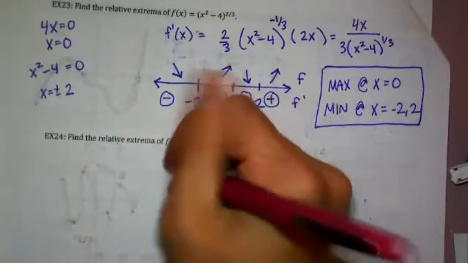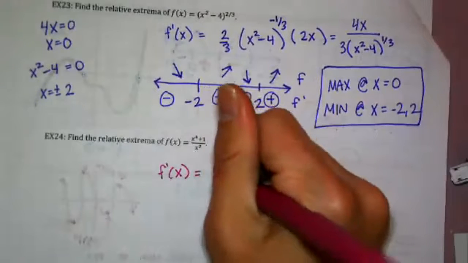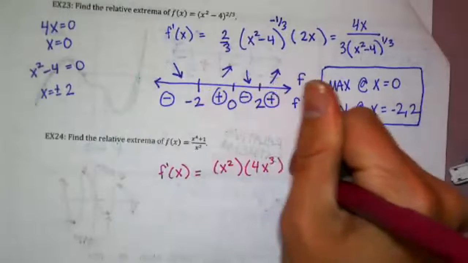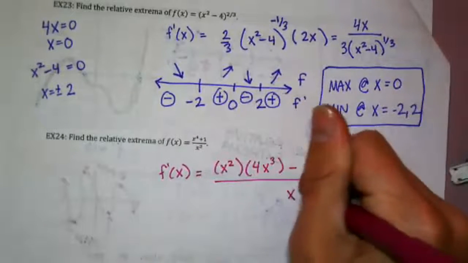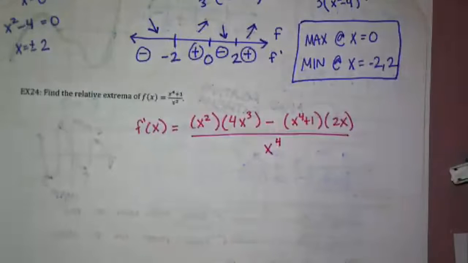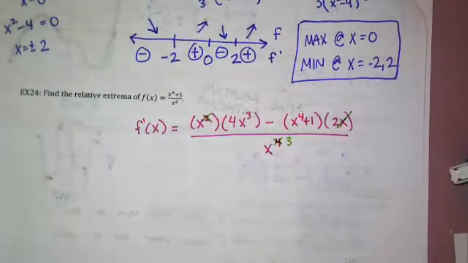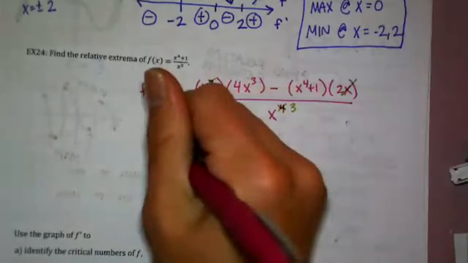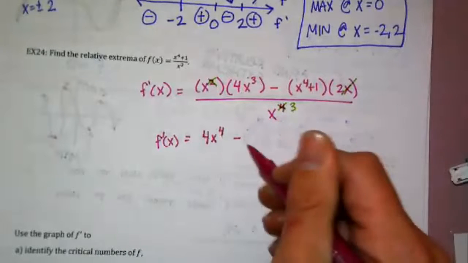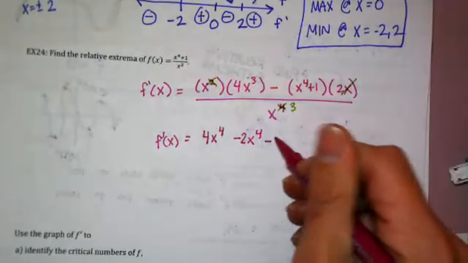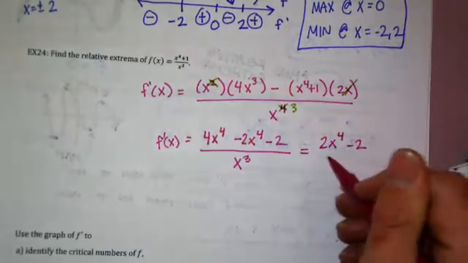Let's do this next one. So when I do the derivative here, I'm going to do quotient rule. So low d high minus high d low over x to the 4th. Now in this one, I can simplify this by taking an x out of everything. So then x times 4x cubed is 4x to the 4th minus 2x to the 4th minus 2 over x cubed, which is 2x to the 4th minus 2.